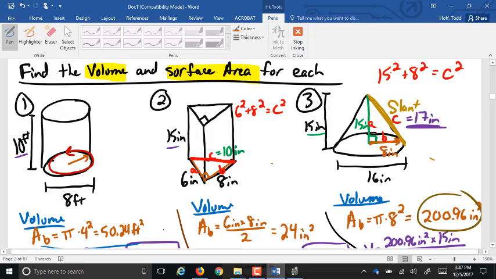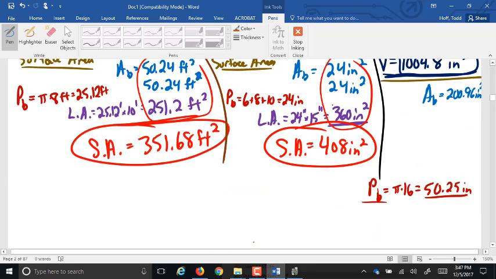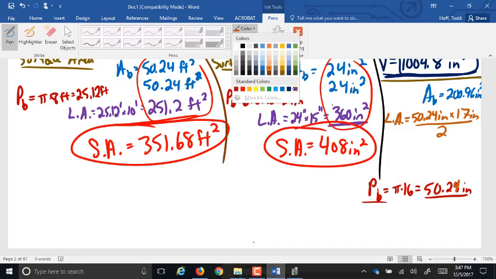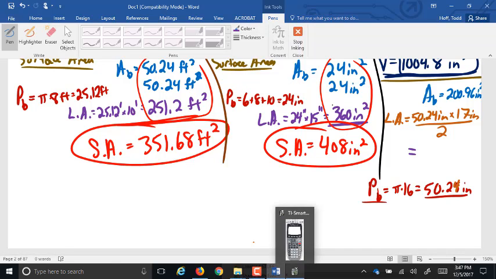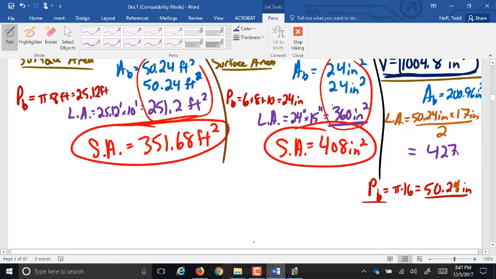So we have 17 as our slant. So our lateral area is the perimeter of the base, 50.24 inches, times that slant, the 17 inches, divided by 2 because it's a triangle. That's going to give us 427.04 inches squared. So that's the lateral area.